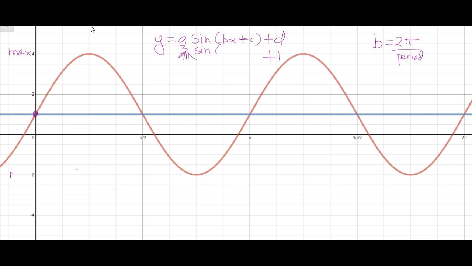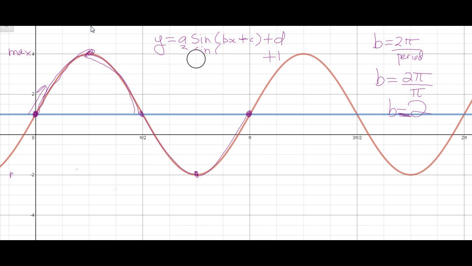So period, we could start here. Start at the midline going up. That's where a sine function starts. And remember, period split into 4 parts, right? Climbing up to the maximum, back to the middle, down to a minimum, back to the middle. So what's the period here? Pi. So the period is pi. So the b value will be 2 pi divided by pi, which is 2.